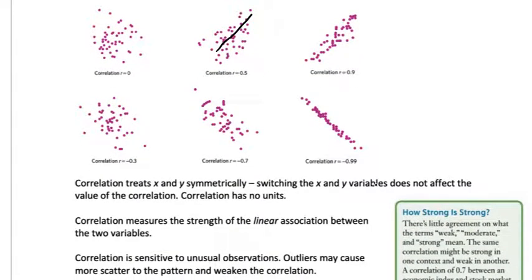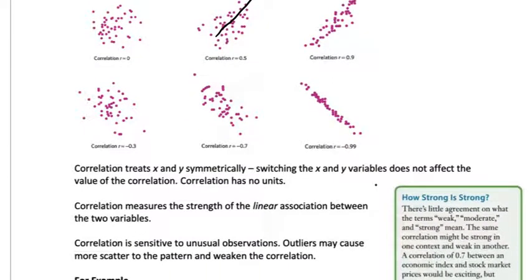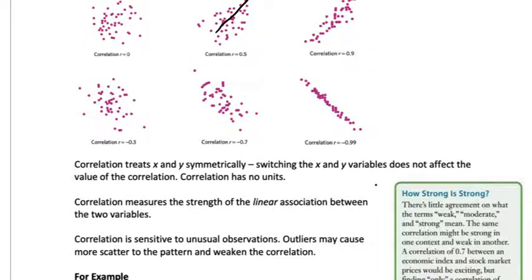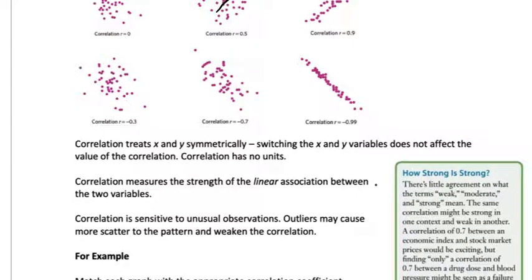The value of R has no units, and it treats x and y symmetrically, so if you were to switch the x and y variables, it would not affect the value of R. Correlation is sensitive to outliers. Outliers may cause more scatter to the pattern and they weaken the correlation. So if you have a lot of outliers, then they will cause your value of R to be closer to 0.